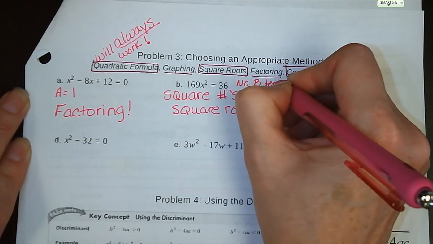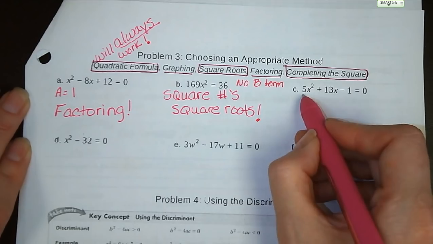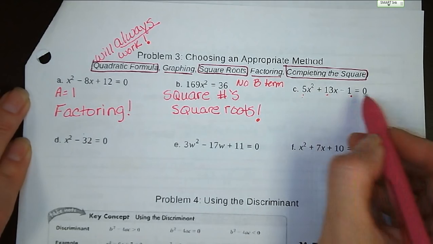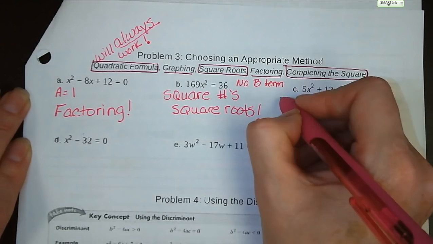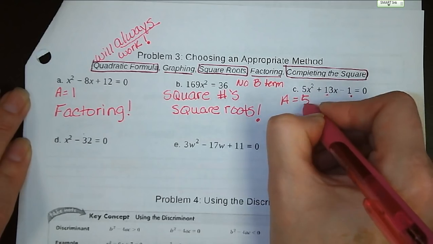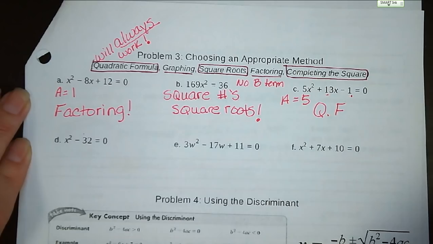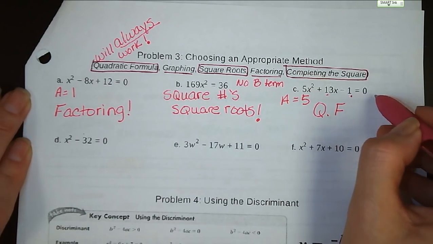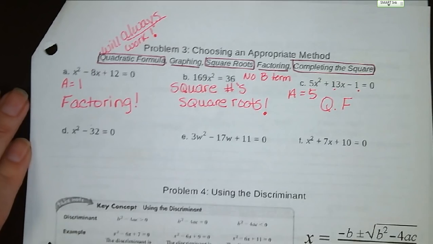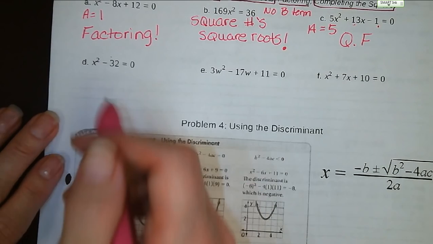Letter C, 5x squared plus 13x minus 1. Yeah, the a term is a big one, a 5. I'm going to use the quadratic formula on something like that. If I can't look at it quickly and identify what my factors are going to be, it's going to be quadratic formula.